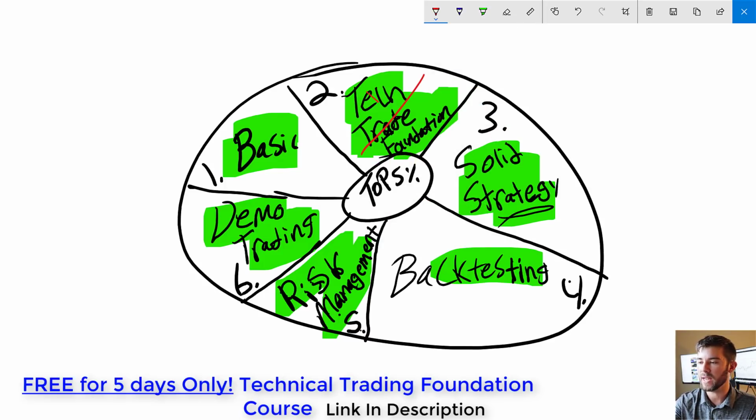If you don't have this solid foundation, then there's no way for you to create a solid strategy, which means there's no way for you to get backtesting correct, no way to create a risk management plan, no way to demo trade, and therefore no way to become a top 5% trader. On the flip side of that coin, if you have a mastery level understanding of all this, you will be a top 5% trader.